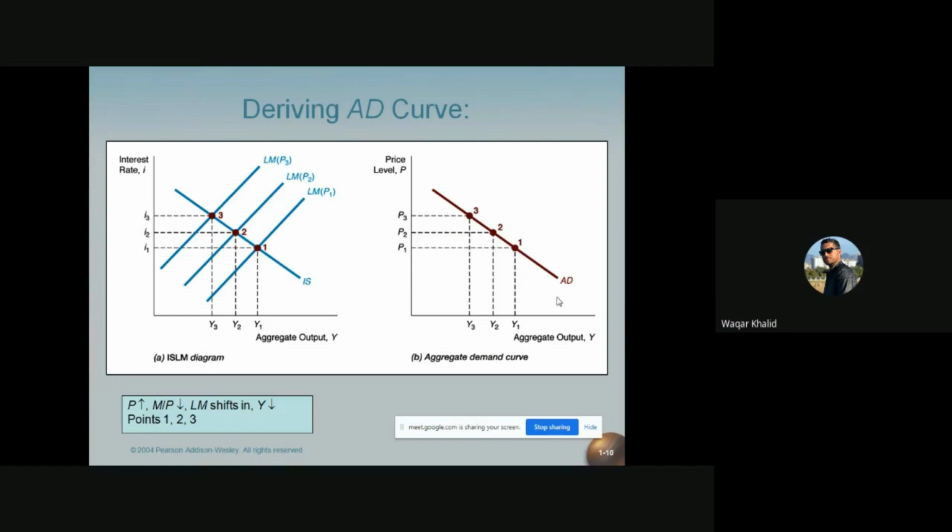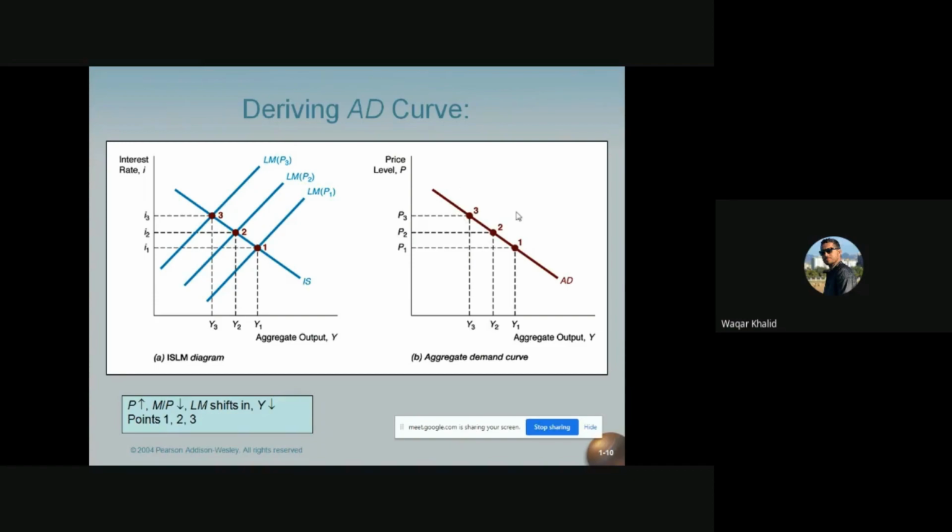Now we are connecting these three points in panel B, point 1, point 2, and point 3, with each other. The line that connects the three points is the aggregate demand curve. This is the aggregate demand curve and it is denoted by AD. This aggregate demand curve indicates the level of aggregate output consistent with equilibrium in the goods market and the market for money at a given price level.